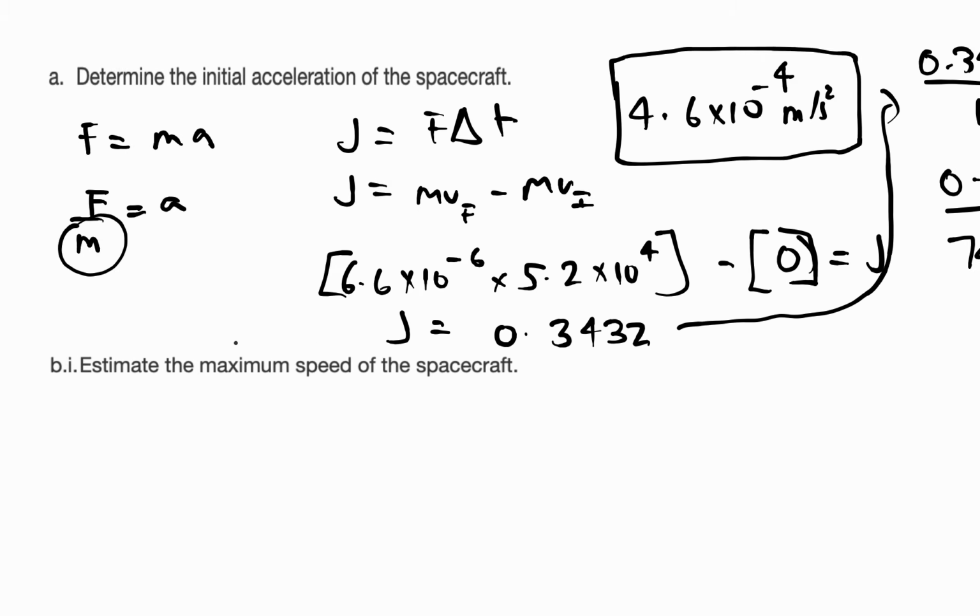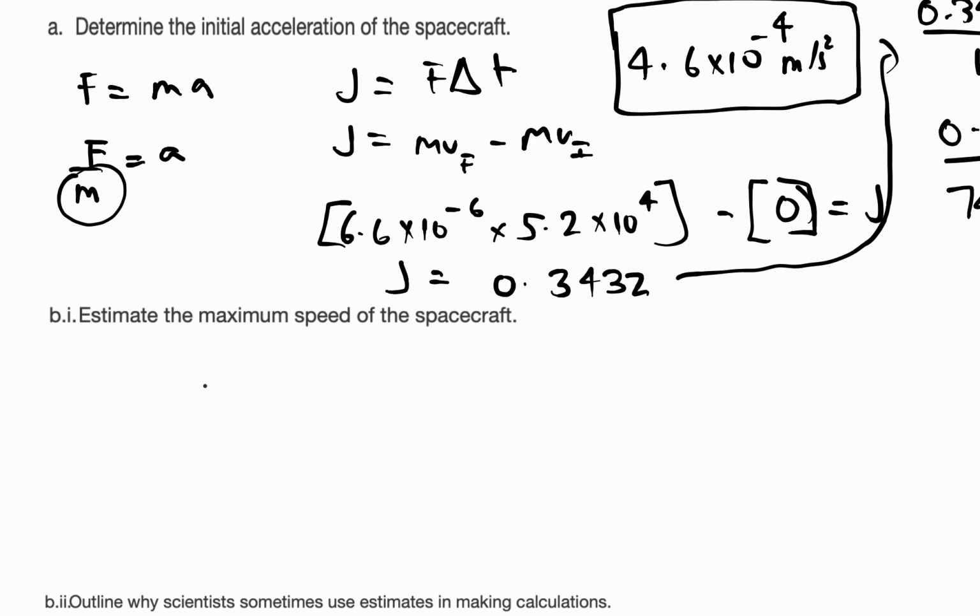Estimate the maximum speed of the spacecraft. Now, how do we solve this question? Let's think about it, shall we? Well, what could we do? Can we use momentum again like we did in the previous question? Well, why not, because momentum is always conserved. So we can use momentum in this case. So how do we use momentum? Well, what we can do is say the final momentum is equal to the initial momentum. We equate the momentum of the ions to the momentum of the spacecraft and solve for maximum velocity.